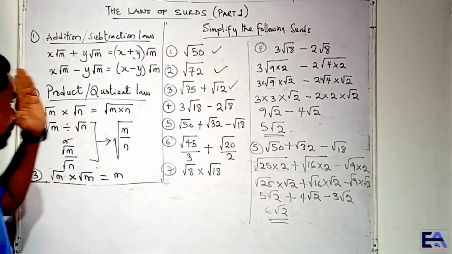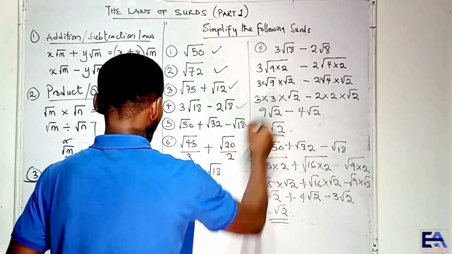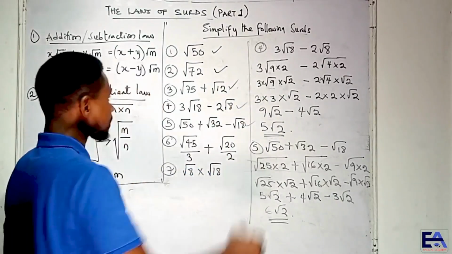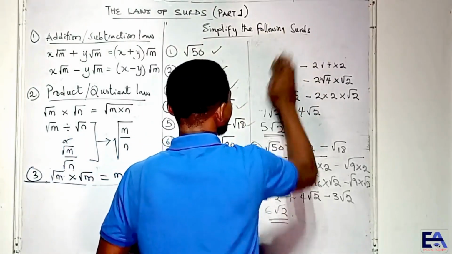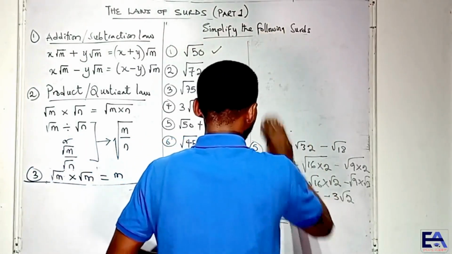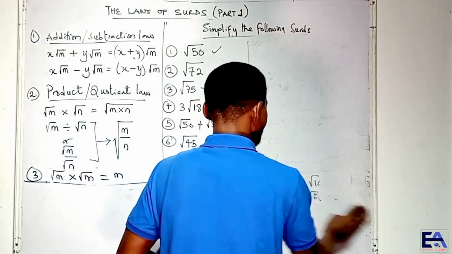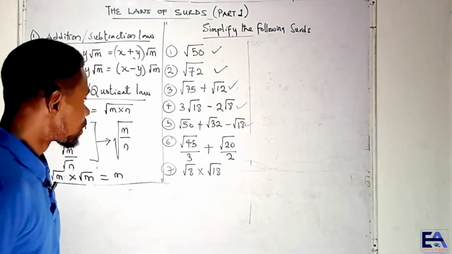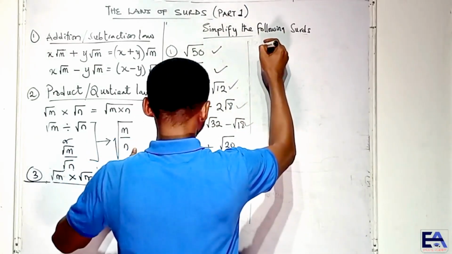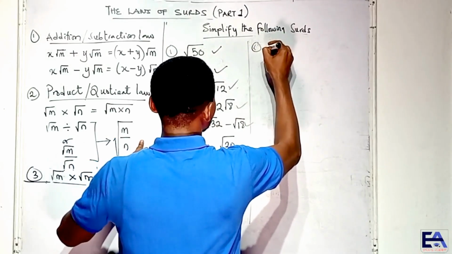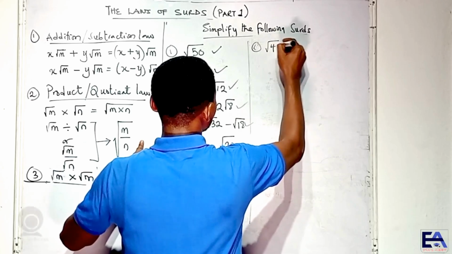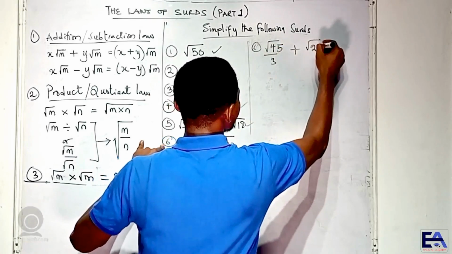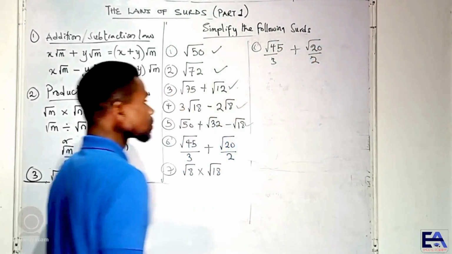So quickly, we are done with 4, we are done with 5. So let's just play with question 6 and 7. Then we call it a day. So question number 6, it says root 45 divided by 3 plus root 20 divided by 2.